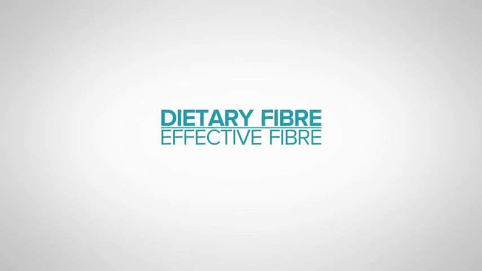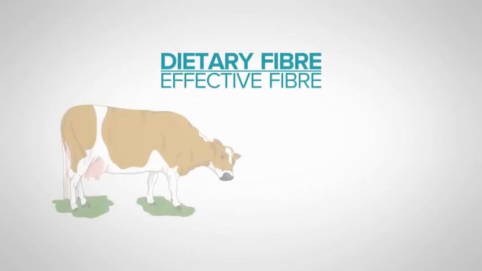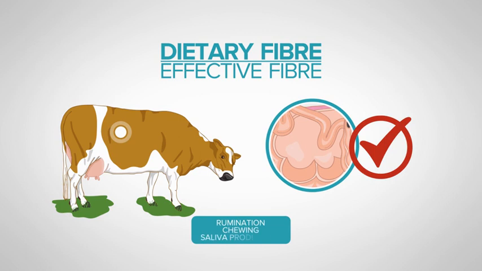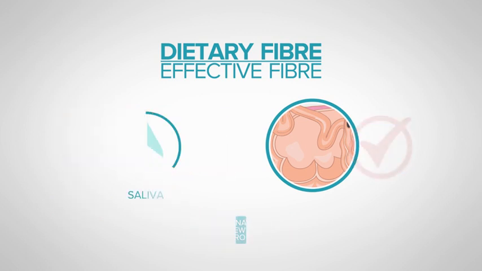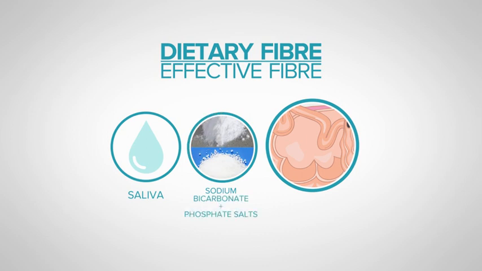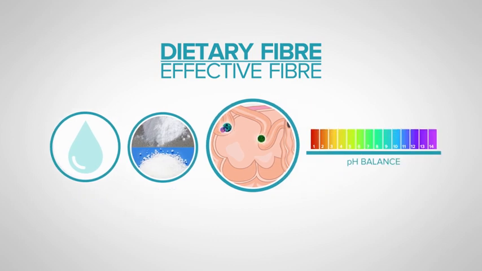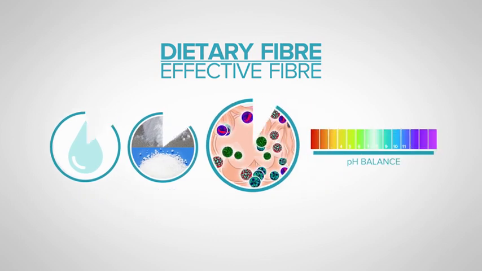So, what happens when a cow eats fibre? As already mentioned, dietary fibre, in particular effective fibre, is needed by the cow to maintain healthy rumen function. Once eaten, the fibre stimulates rumination, chewing and saliva production. Saliva contains sodium bicarbonate, more commonly known as baking soda, and phosphate salts, and these help to buffer the rumen pH and promote the growth of rumen microbes.